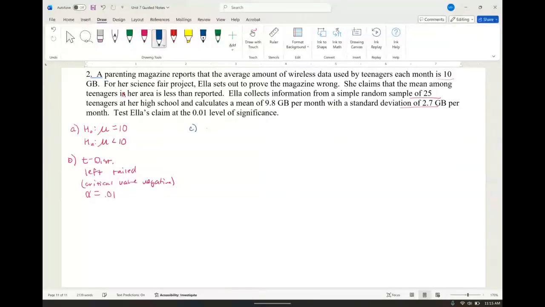All right, so our test statistic, we have our sample mean, 9.8, minus our population mean over our sample standard deviation over the square root of n. Oh, I didn't mean to put a z there. This should be a t, excuse me. So this is going to give us a negative 0.37. This is our test statistic.